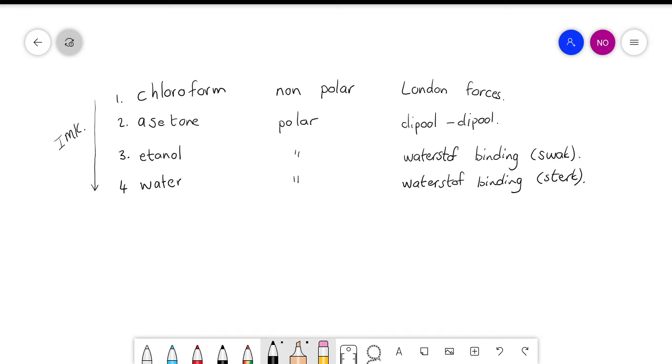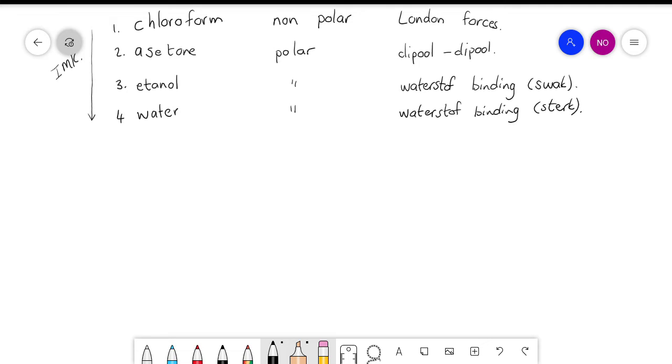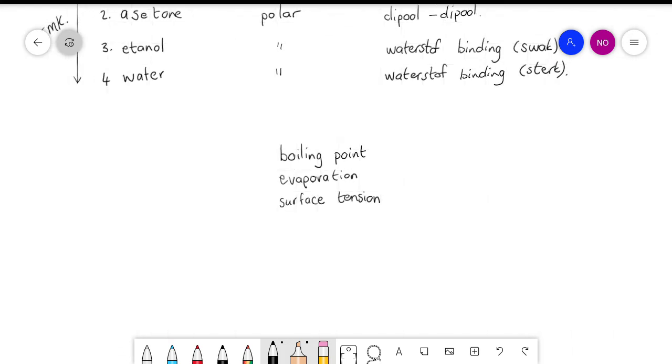So concerning the intermolecular forces, those are the stuff that you need to know there. Now what you're going to do in your practical is you are going to look at the physical properties that intermolecular forces causes, and you're going to look at 4 different ones. You're going to look at boiling point. You're going to look at evaporation. You're going to look at surface tension. And you're going to look at solvability.